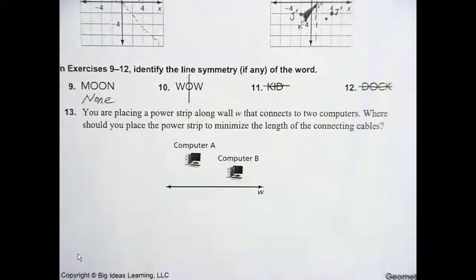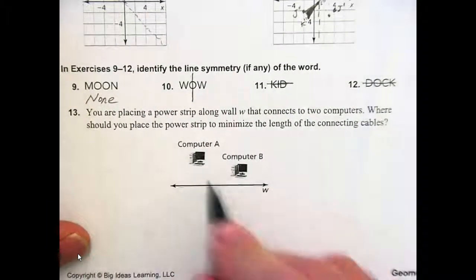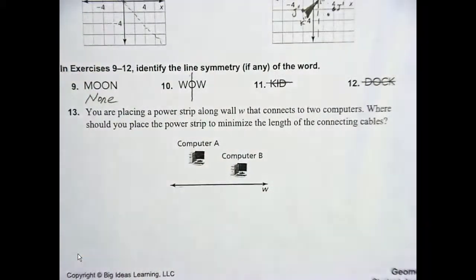Where should you place the power strip to minimize the length of the cable? So this is your wall. You want to place a power strip somewhere on here so that you use as little cable as possible. How do you do it?